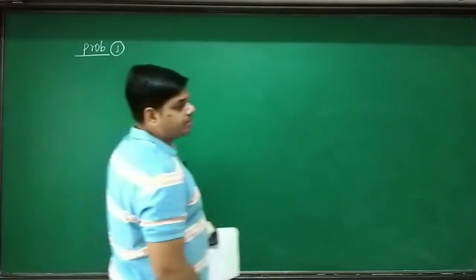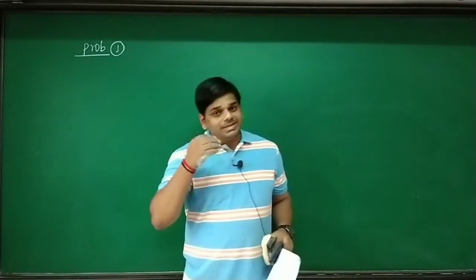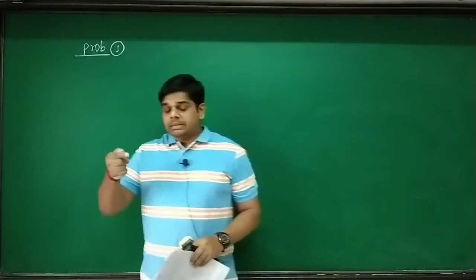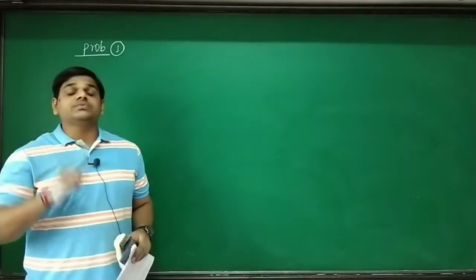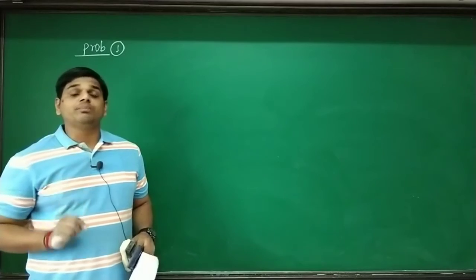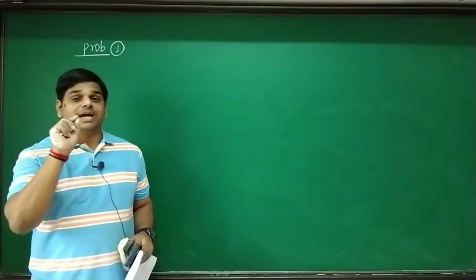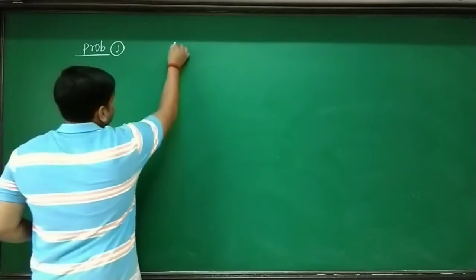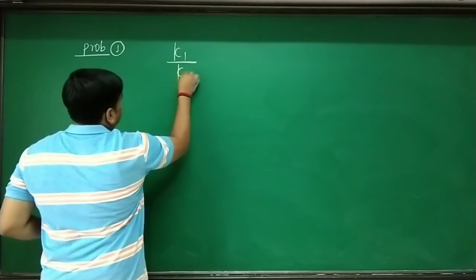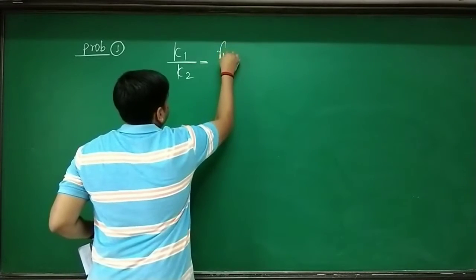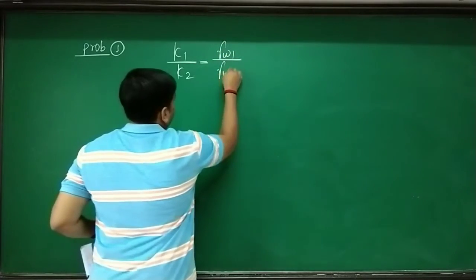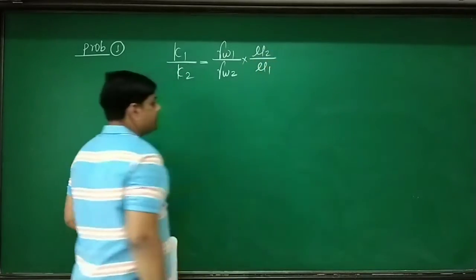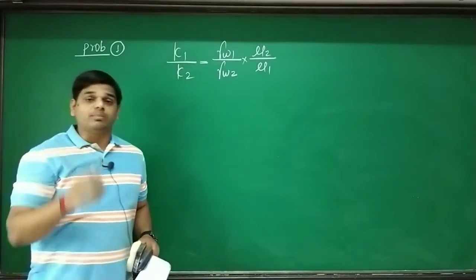Let's begin with the problem. We discussed the factors affecting permeability of soil by considering various factors like the unit weight of percolating fluid and dynamic viscosity of fluid. We derived a relationship that is K1 upon K2 is equal to gamma W1 upon gamma W2 multiplied by mu2 upon mu1. And based on that, there is one problem.